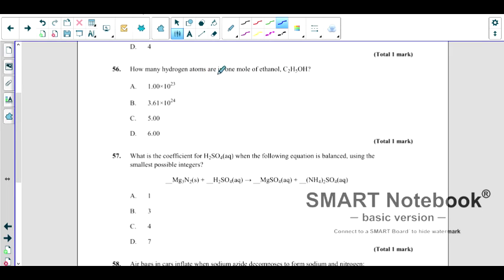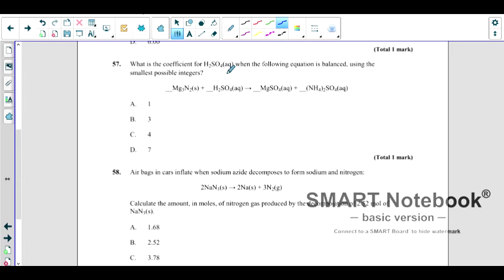How many hydrogen atoms are in 1 mole of ethanol? I think this is a repeat question also. In one molecule we have 6 hydrogens. So in 1 mole, how many molecules are there? Avogadro's number times 6. So we get our answer. I think the correct one is B.